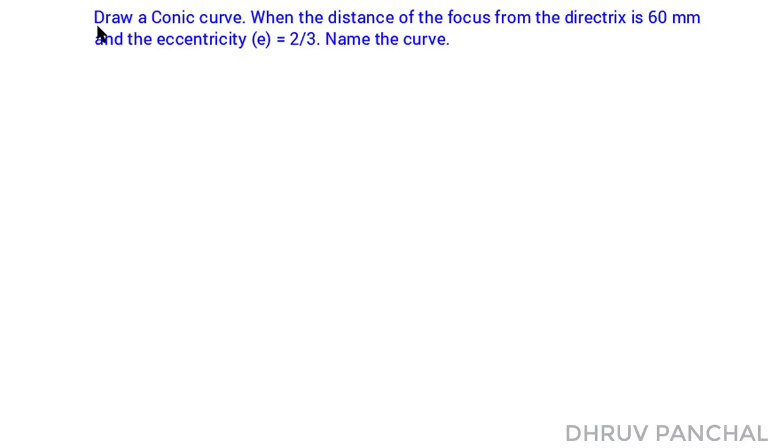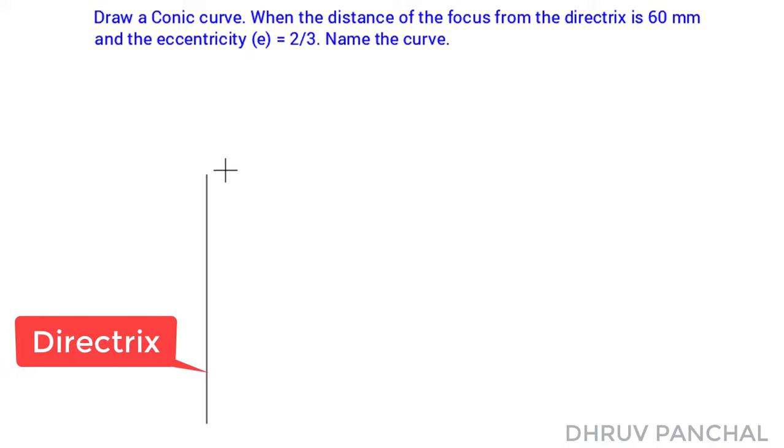So here it is, our data for the problem. Draw a conic curve when the distance of the focus from directrix is 60 mm and the eccentricity is 2/3, and name the curve. With the help of scale, draw a perpendicular line of any dimension and name the endpoints of that line by point X and Y.